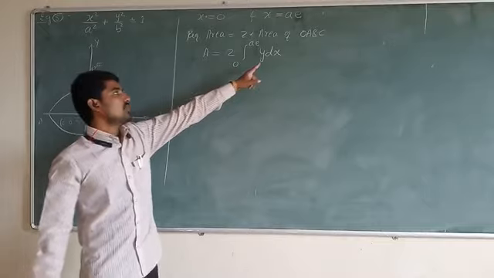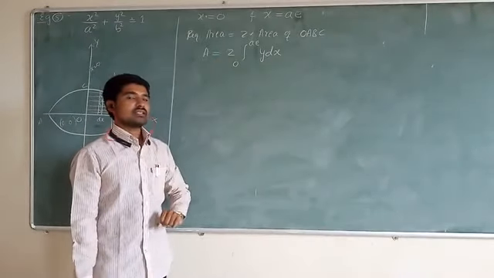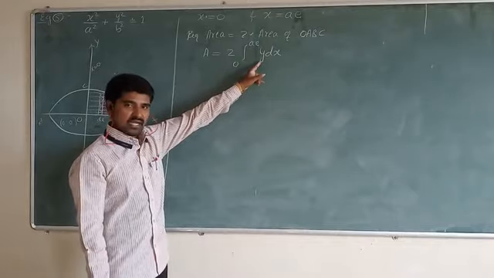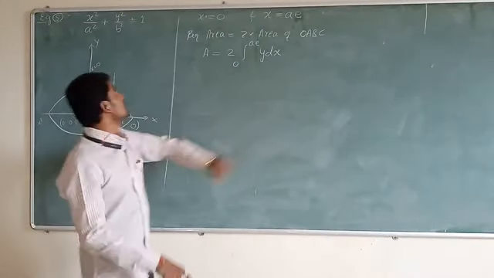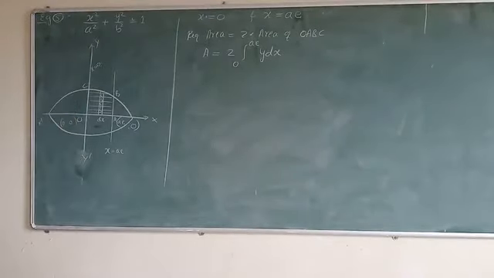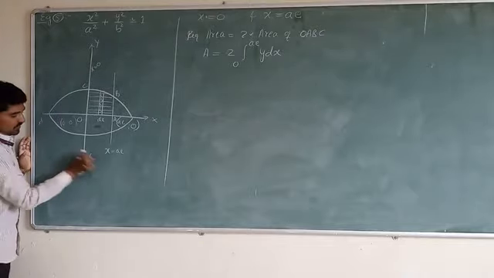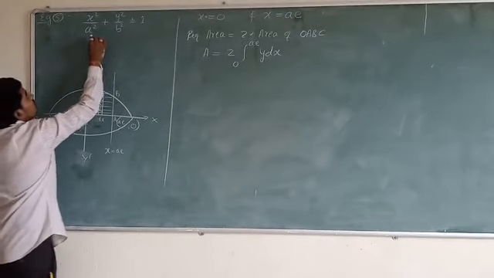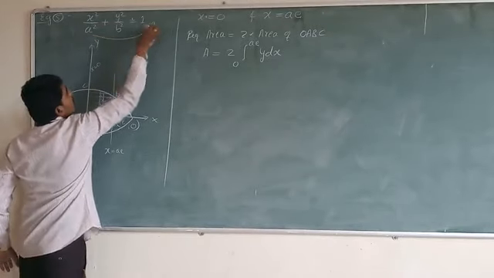Here we are going to integrate with respect to x. So y must be a function of x. So the value of y in terms of x is obtained from the given equation of the ellipse. I hope all of you understand. Therefore, we need to find out the value of y from the equation of the ellipse. So just shift this x square by a square towards the right hand side.